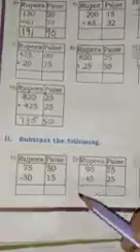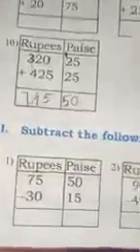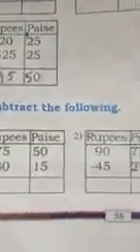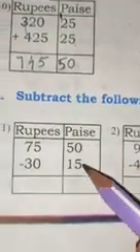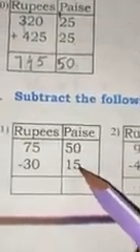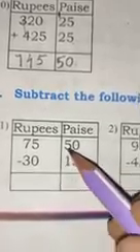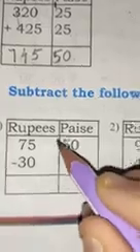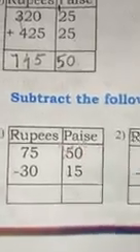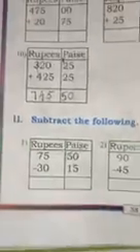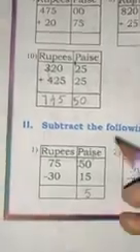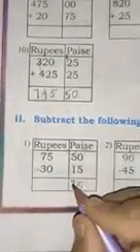Now come to the second one, subtract the following. Till then we have learned addition of money. Now we are going to do subtraction of money. Okay, so let's subtract it. We have to start subtracting from the paise. 0 minus 5. Can we subtract 5 from 0? No. So what we have to do? We have to borrow 1 from the next place. So it will become 4 and this will become 10. So 10 minus 5 is 5. Very good. Next, 4 minus 1 is 3.